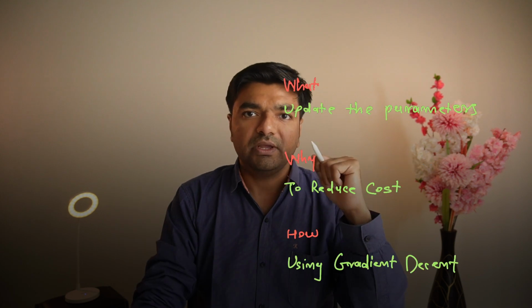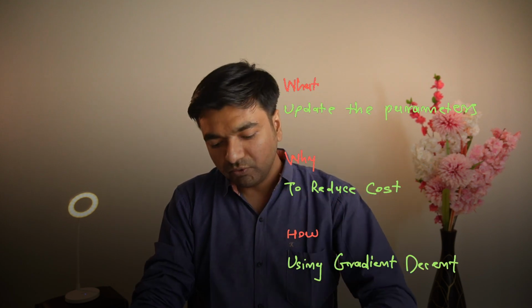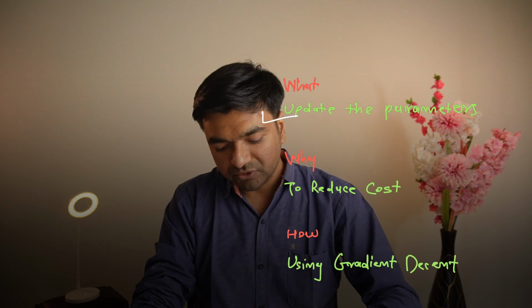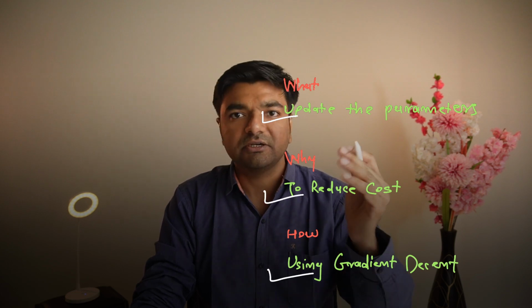Now we know our what, why and how. What we want to do: we want to update the parameters. Why? To reduce the cost. How? By using gradient descent algorithm. So that was it for the gradient descent algorithm.